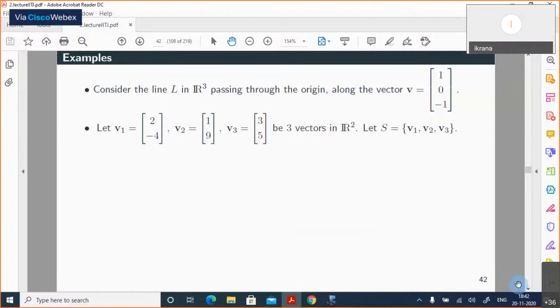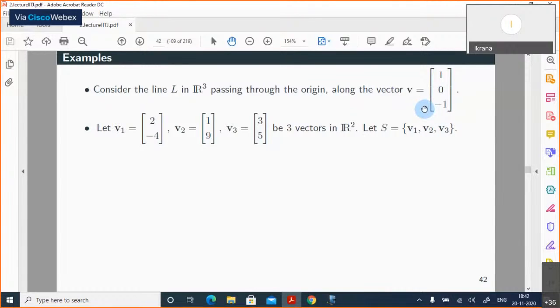Okay. So consider a line passing through the origin along the vector 1, 0, 1. What is the linear span of that? Just now somebody said if you take alpha times that vector, that is a line. So the linear span of one vector is a line along this vector 1, 0, 1, and minus 1, so it will be in that direction.